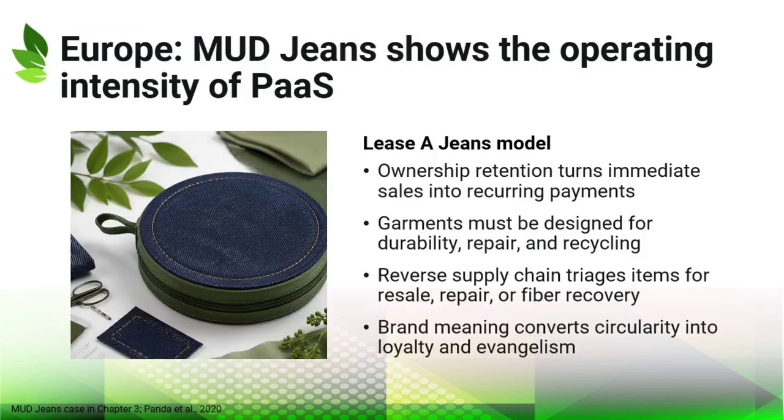Genes demonstrates the operating intensity of product as a service. Its Lease-a-Genes model shifts the company away from immediate one-time sales toward recurring payments. That strengthens the customer relationship, but it also ties up capital and makes cash conversion slower. The garments must be designed for durability, repair, and recycling, because premature failure would damage the economics of the model.